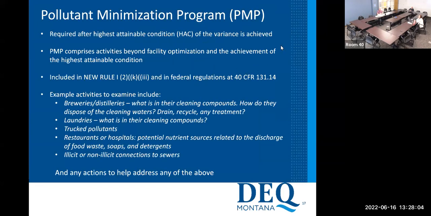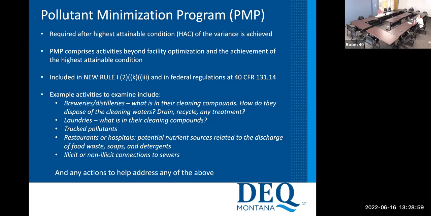Okay, there's another aspect of this rule. And again, these are mirrored in both federal and our new state rule, and they're already in the federal regulations. There's something in there called a pollutant minimization program. It's kind of confusing because it's easy to mix it up with the optimization, but it is somewhat distinct. The pollutant minimization program is another round of activities taken to do the best to control whatever pollutant it is that's part of the variance. But it kicks in after the highest attainable condition of the variance is achieved, because that might not be achieved right away. Some facilities might take a year or two to do the necessary upgrades to get to their highest attainable condition, whatever that might be.